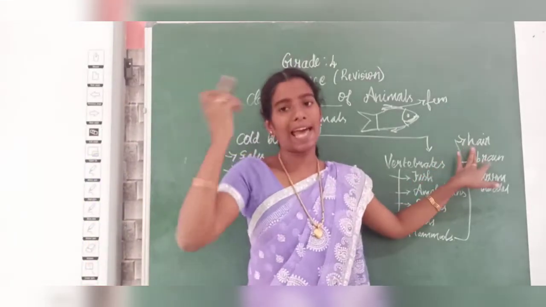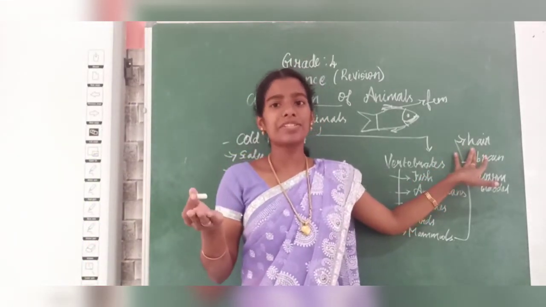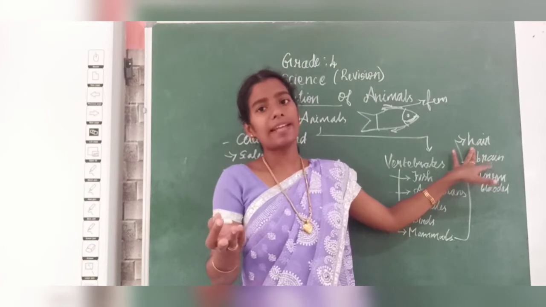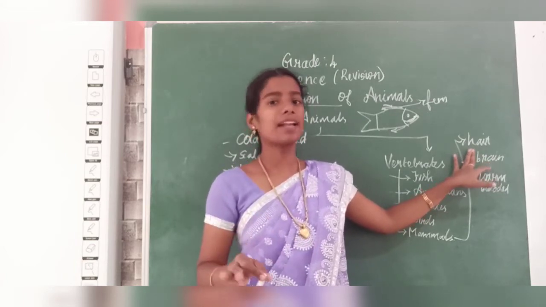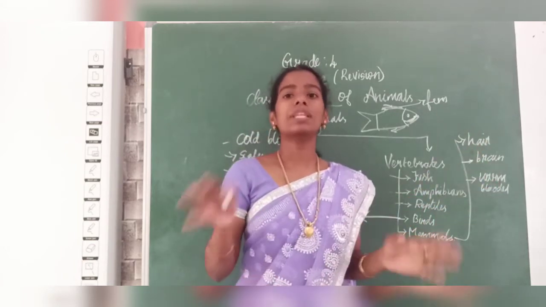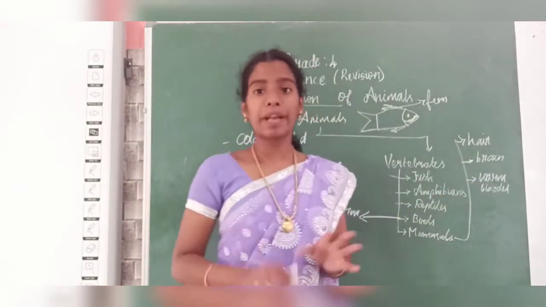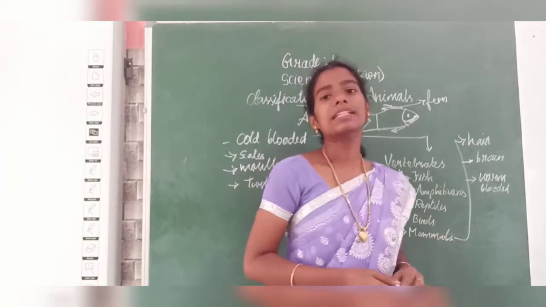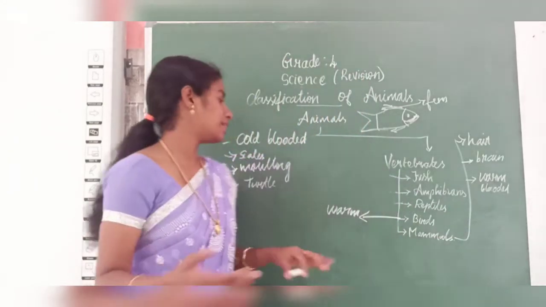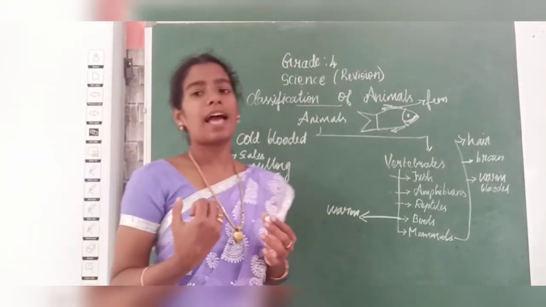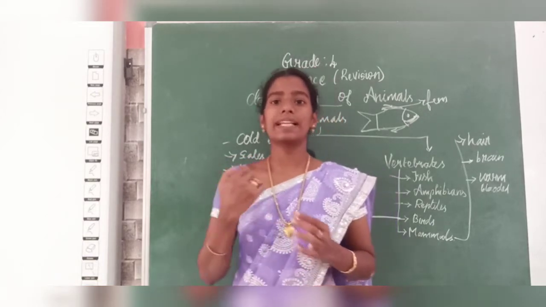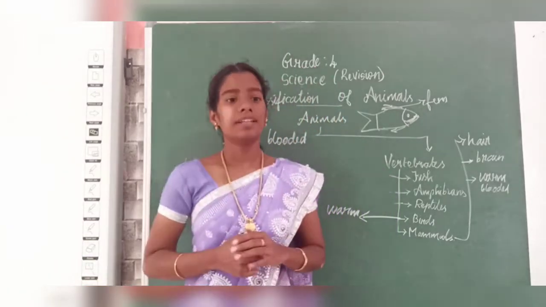They will have hair. Some mammals, for example blue whale and dolphin, won't have hair. But almost all the mammals will have hair. Then mammals have a developed brain. Then they are warm-blooded like birds. They can control the body temperature.